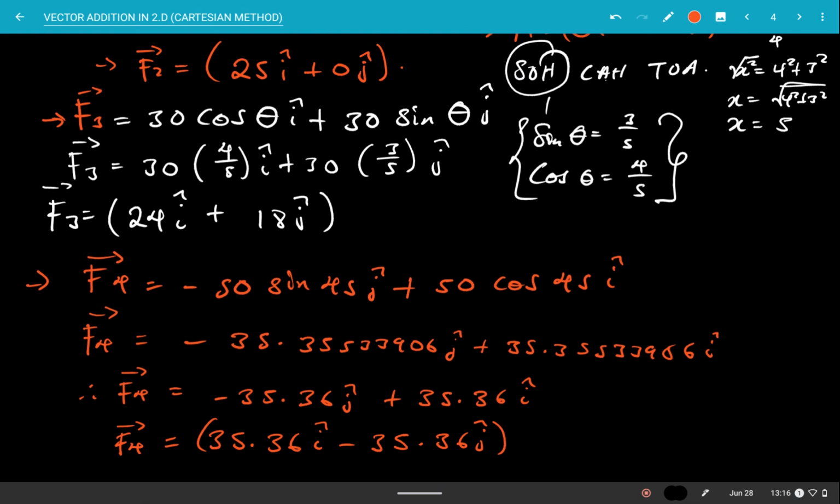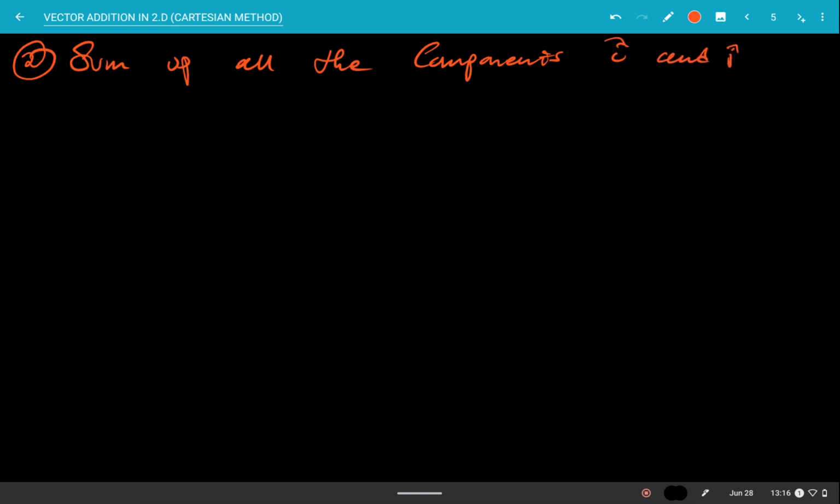Alright, so you can write them down. I hope you're writing down most of the points that I'm actually highlighting so that you can move with me. Alright, so the next step, put it here, is simply step 2, where I have to sum up all the components. That's in the I and the j. So the sum of the components in the I, remember we need to find f1 in the I plus f2 in the I plus f3 in the I, since we're having 4 of them, so we say plus f4 in the I.